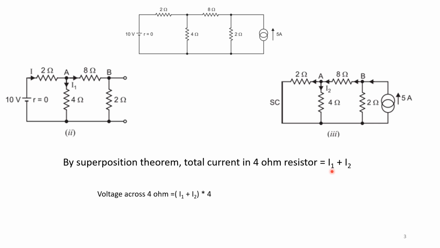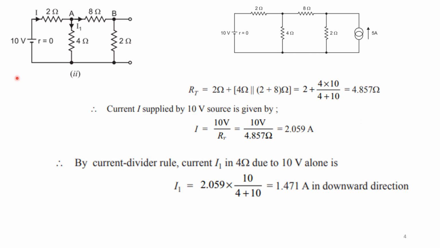They are asking in the question for the voltage across the 4 ohm resistor. So if I know the sum of these currents, I can multiply that by 4. That is my answer for the voltage across the 4 ohm resistor. This is the procedure we have to use. Now I have drawn the first diagram. Okay, this is the given question.